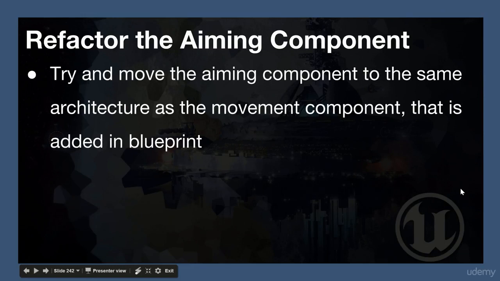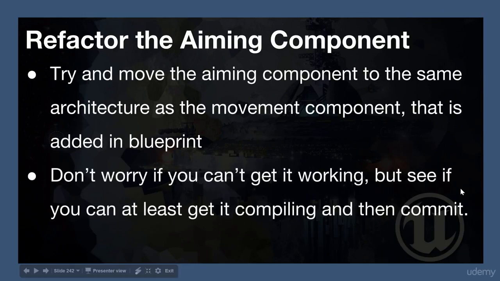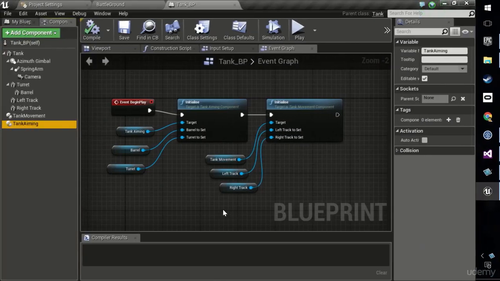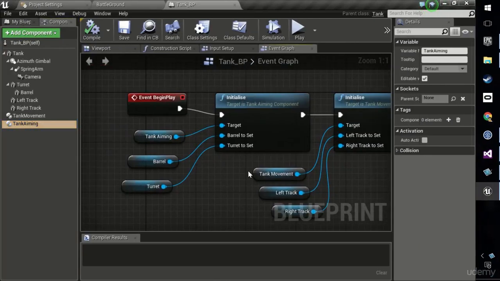So refactor the aiming component. Try and move the aiming component to the same architecture as I said. Don't worry if you can't get it working, but see if you can get it at least as far as compiling. If you find your game hard crashes when you play or something, don't worry too much. But just see if you can get it compiling and connect it up in Blueprint like I've got there. And that's going to be a great exercise for you. If you struggle with this, don't worry. It's a pretty open-ended exercise.